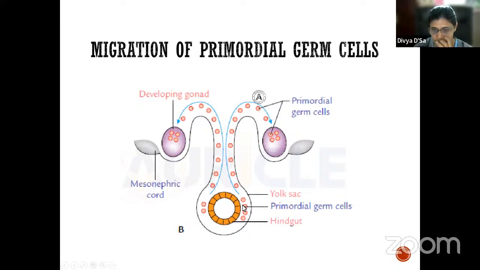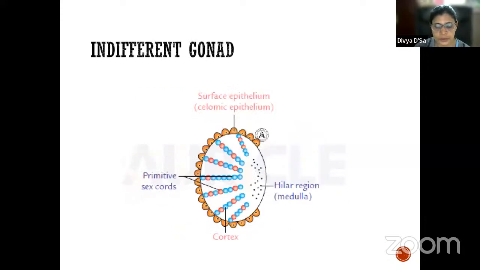So from the dorsal mesentery, this is the hindgut part. If you can see here, from this mesentery, it is going towards the developing gonads. Now, this is the indifferent gonad, the gonad where it is developing in the intermediate mesoderm, that is from the genital ridge.